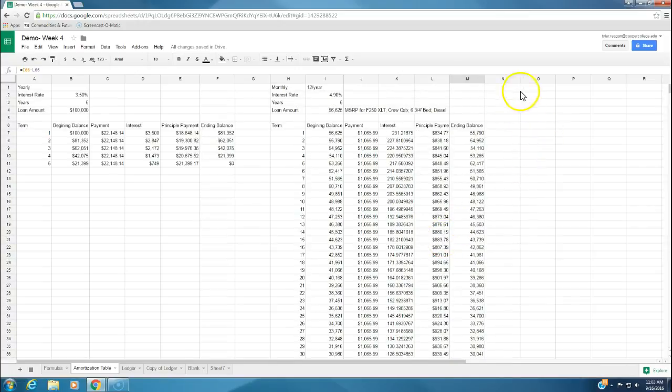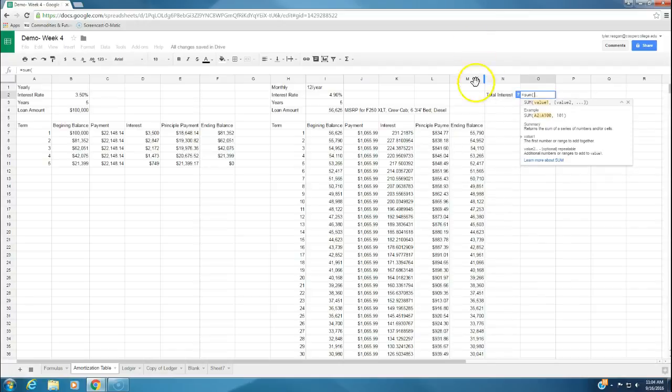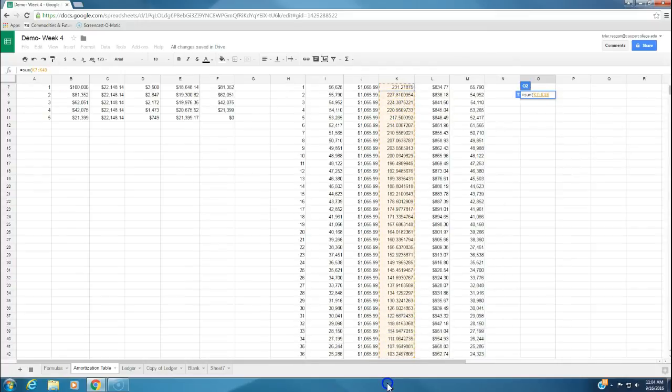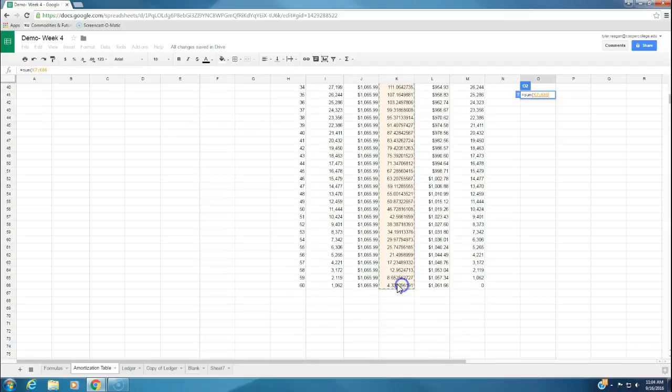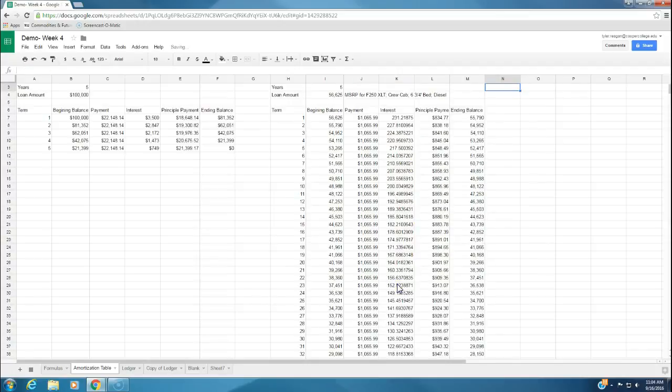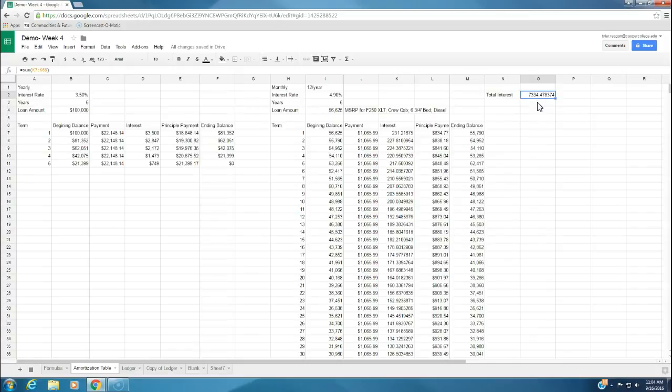The next thing I want to show you is how do you calculate off of one of these loans the total interest and the total payment. So total interest is the amount of interest, the sum of the interest that you're going to be paying throughout the course of this loan. So we say equals sum, because all we're doing is adding up the amount of interest that is paid on this loan throughout the whole loan. So we take these numbers, because this is the interest that we're paying per month, close parenthesis, you press enter, and we see that we paid an additional $7,334 in interest on this particular loan.